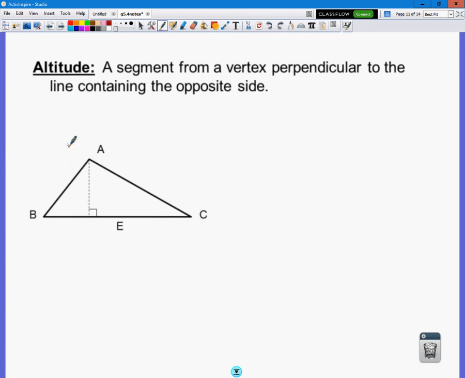Altitude. Altitude is a segment from a vertex perpendicular to a line containing the opposite side. It is important that you notice that it says it's perpendicular to a line containing the opposite side, and you have to understand that not all altitudes are actually on the inside of a triangle. This one is on the inside.